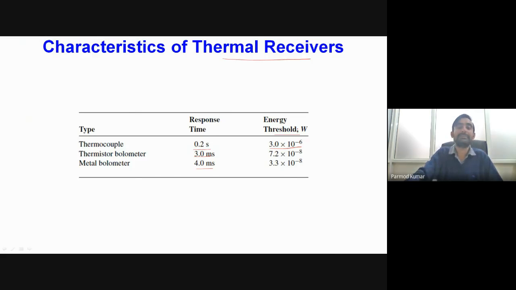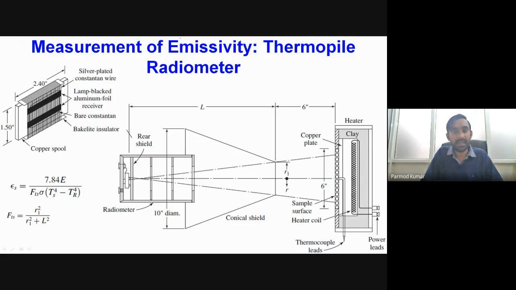Okay, then we have this measurement of emissivity also. Many of the times, in our previous discussion we were considering that the emissivity of the surface for which we want to measure the temperature is known. But in actual practice that may not happen. So we require certain instruments for measurement of the emissivity also.